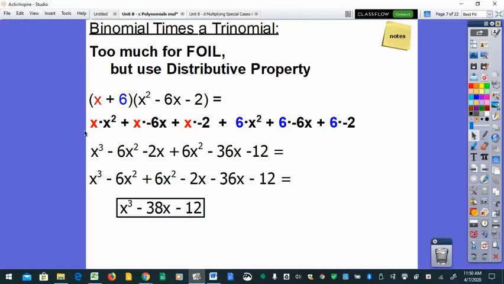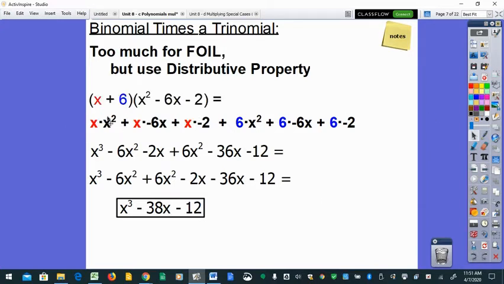It is not necessary to write this step out, but you're going to find that it is beneficial to write this one out. So x times x squared is x to the 3rd. X times negative 6x is negative 6x squared.